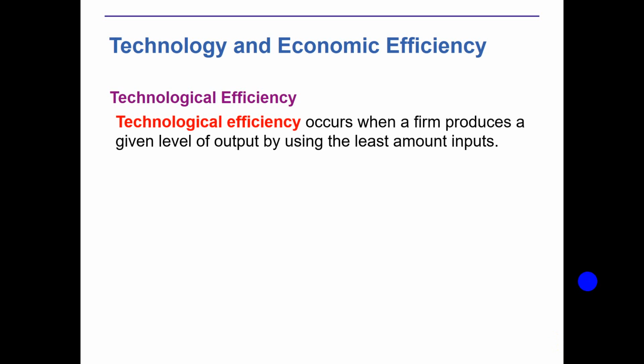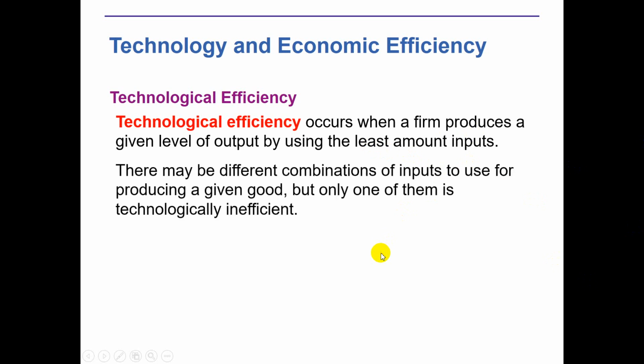refers to the firm's ability when a firm produces a given level of output by using the least amount of input. So the keyword here is least amount of input. So if any firm is producing a good without wasting much, or by using the least amount of inputs, so the firm is technologically efficient. So there may be different combinations of inputs to produce a given level of output, but only one of them is technologically inefficient.